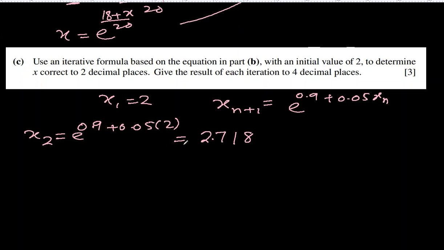So when I use my calculator, I got 2.718. Actually, it is e. But they're saying we have to use 4 decimal places, so x1 will be 3. Okay, this is x2, and now we'll keep on repeating this until we achieve something. Let me keep on doing this.